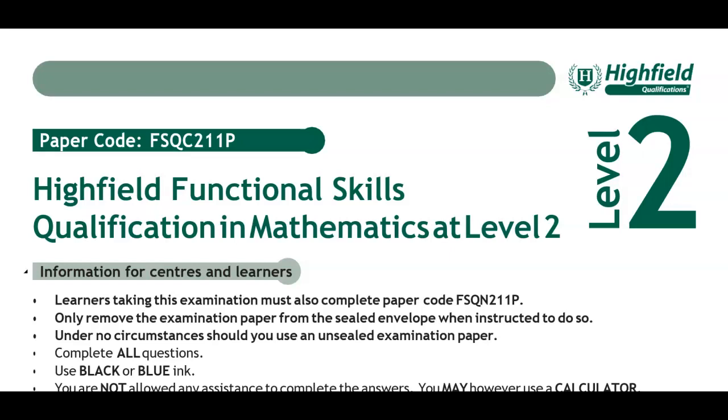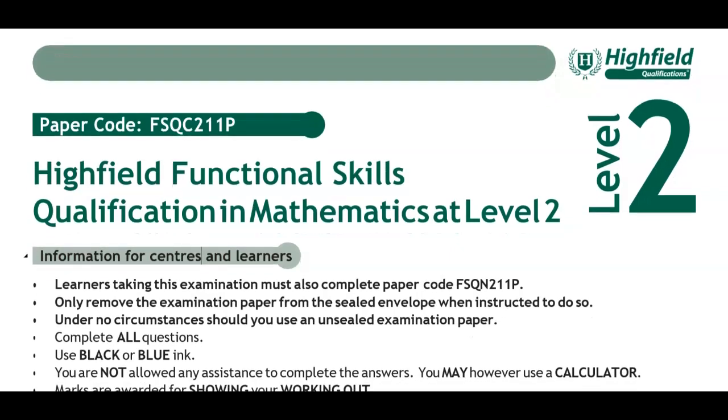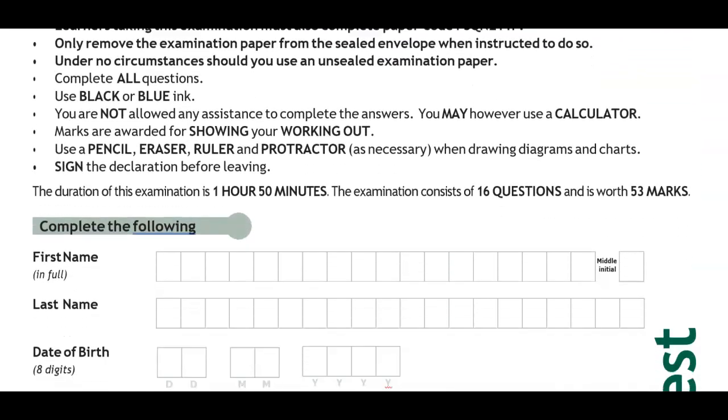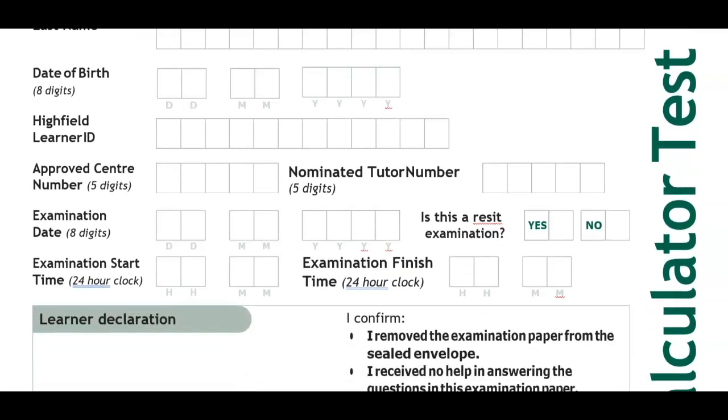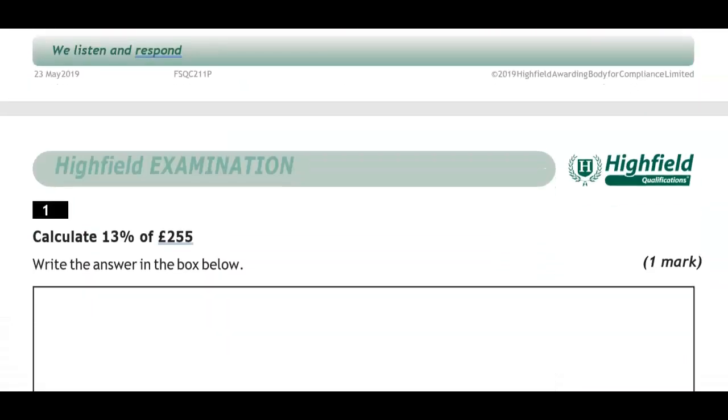This is the second part of a Functional Skills Level 2 practice paper from Highfield. In this part, you can use a calculator, and we'll go through it one by one together.